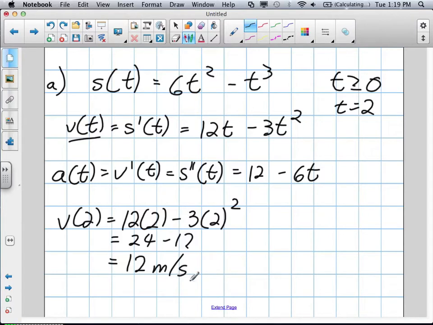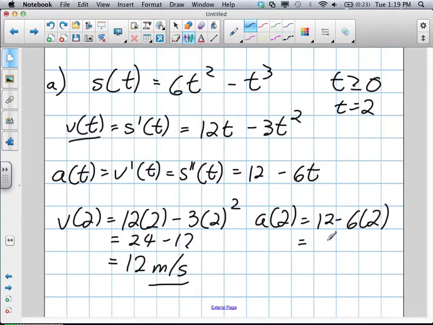Now, we're going to talk about acceleration. It has different units in terms of meters a second. We call it meters per second, or in other words, meters per second squared. And what that means is every second, how much faster are we speeding up at that second? That's why they call it meters per second squared. So our acceleration at 2, we use this equation, 12 subtract 6 times 2. Well, that gives us 0.